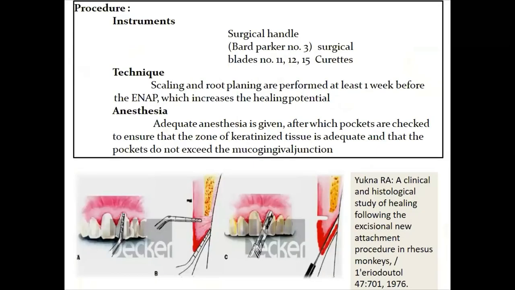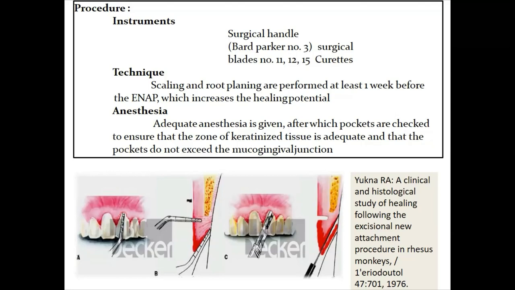Talking about the procedure, the instruments we use in the excisional new attachment procedure are the surgical handle, Bard-Parker number 3, surgical blades number 11, 12, 15, and curettes. First of all, prior to starting the ENAP procedure, you'll be doing very thorough scaling and root planing at least 1 week before you're planning for ENAP. You'll be ensuring that prompt healing has been achieved after the scaling and root planing procedure.